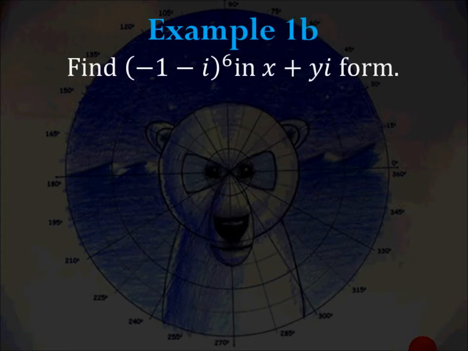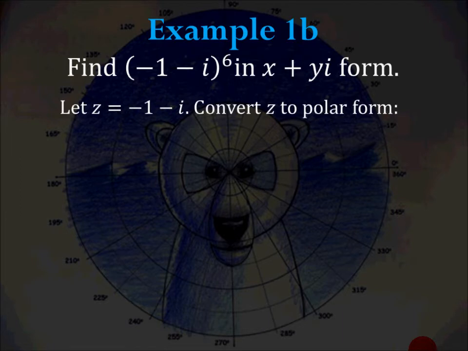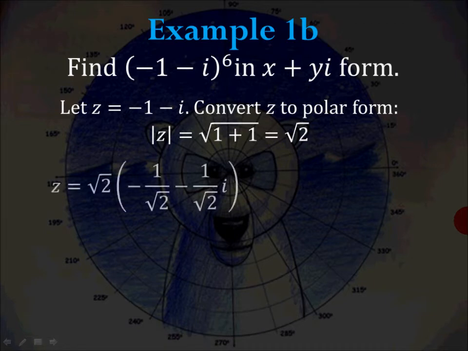1b, find negative 1 minus i to the sixth in x plus yi form. Give this one a shot. Alright, so first thing we need to do is convert it to polar form. So let's call z equals negative 1 minus i. So first we need to find the value of r, or the absolute value of z. So you're going to take the square root of x squared plus y squared, which in this case is 1 and 1. So the absolute value of z is radical 2.